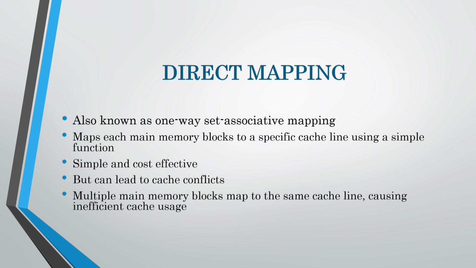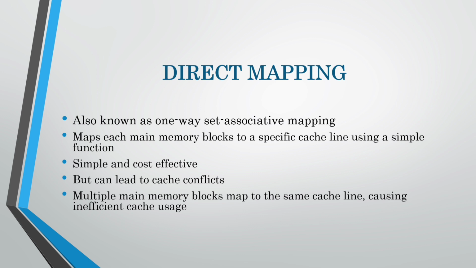The next one is direct mapping. Direct mapping is also known as one-way set associative mapping. In direct mapping, each block of main memory is mapped to only one specific block in the cache. This mapping is based on a simple mathematical function like modulo, which determines which cache line will hold the data from a particular main memory block.